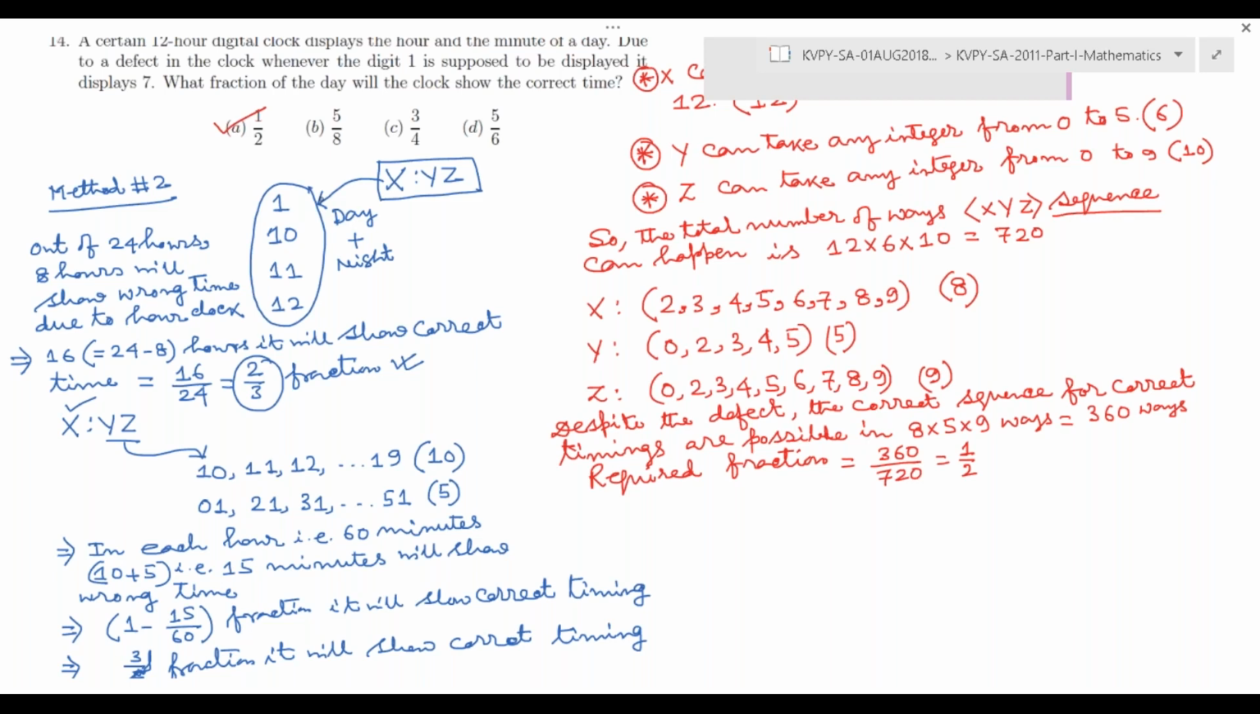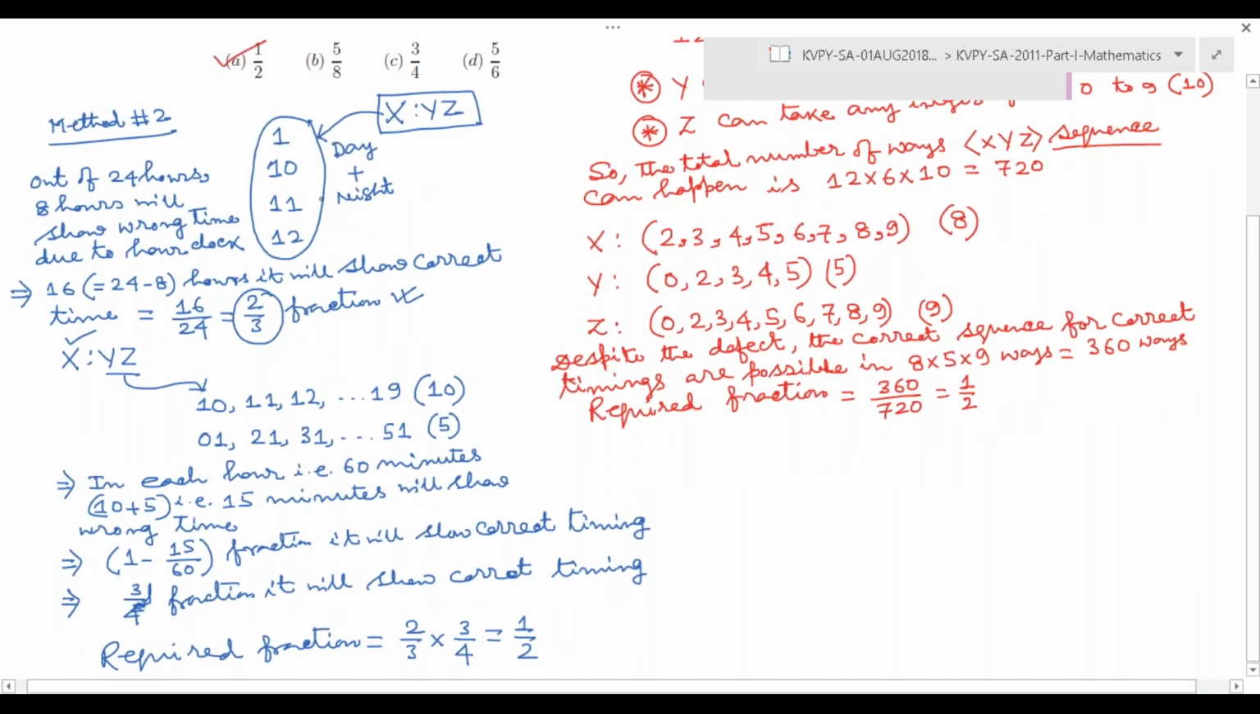Correct? Yeah. Now, total how many minutes can it go wrong? It can go wrong total 10 plus 5, 15 minutes. Within that hour, an hour is 60 minutes. Yeah. So within that 60 minutes, 15 minutes can go wrong. That means what fraction will it get right? 1 minus 15 by 60. 1 minus 15 by 60 is 3 by 4. So 3 by 4, it will be correct for each hour.